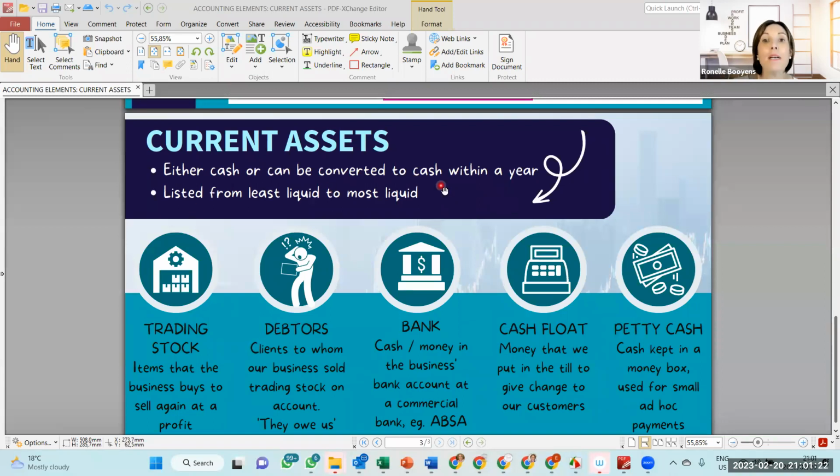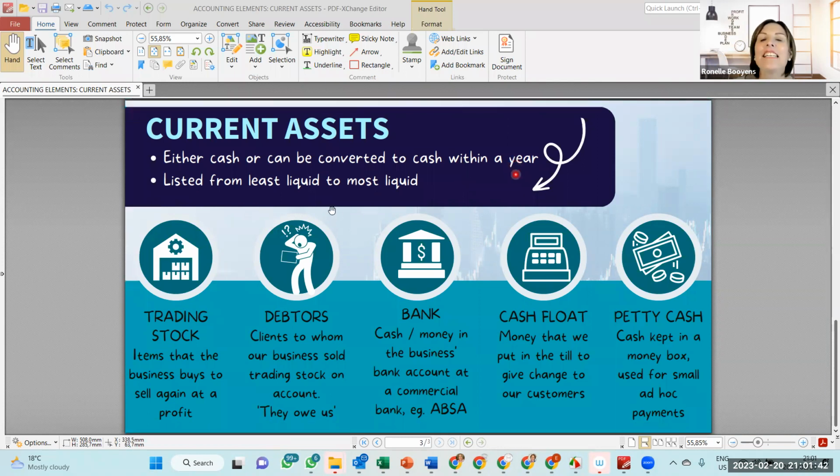Now, this one is quite interesting. Current assets, when we list our current asset accounts in our general ledger or our trial balance or later on in our balance sheet financial statement, we will always list them from the least liquid to the most liquid. Now, what does that mean? This means that we list them in order of how easily we can convert this specific asset into cash. So from the one that's least likely to be converted into cash to the one at the bottom, which is already cash.